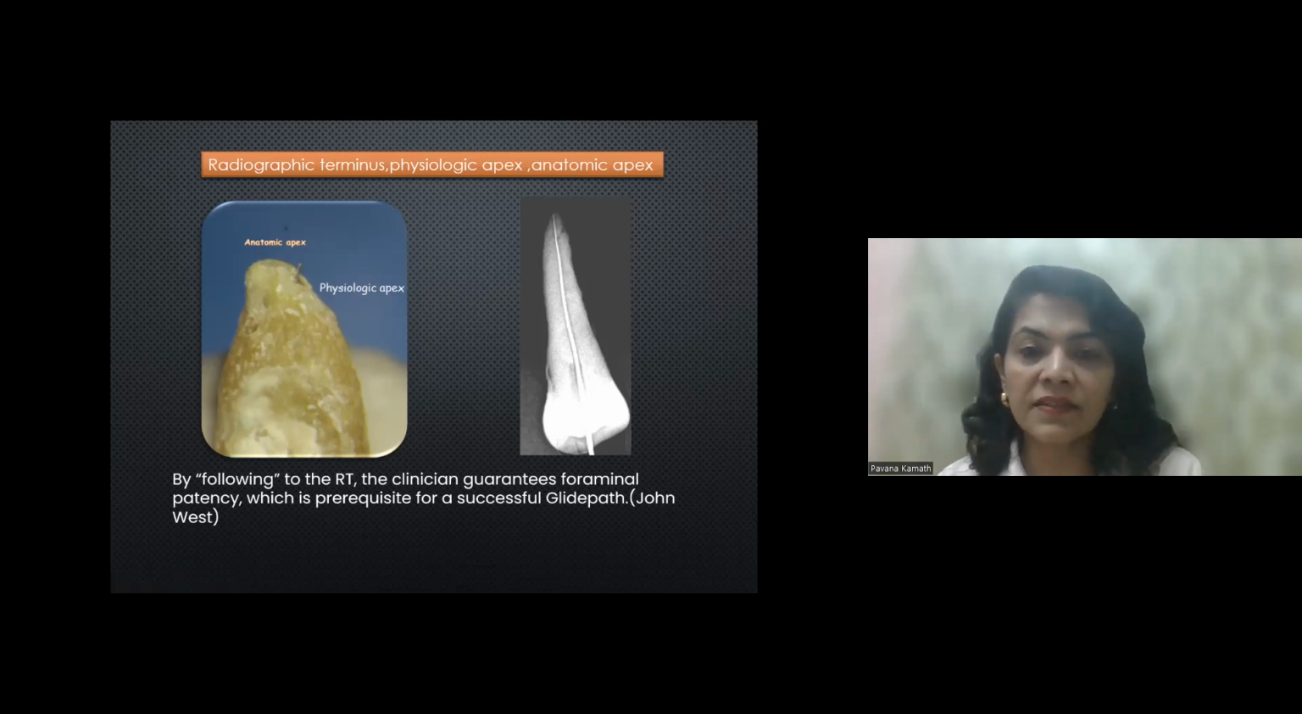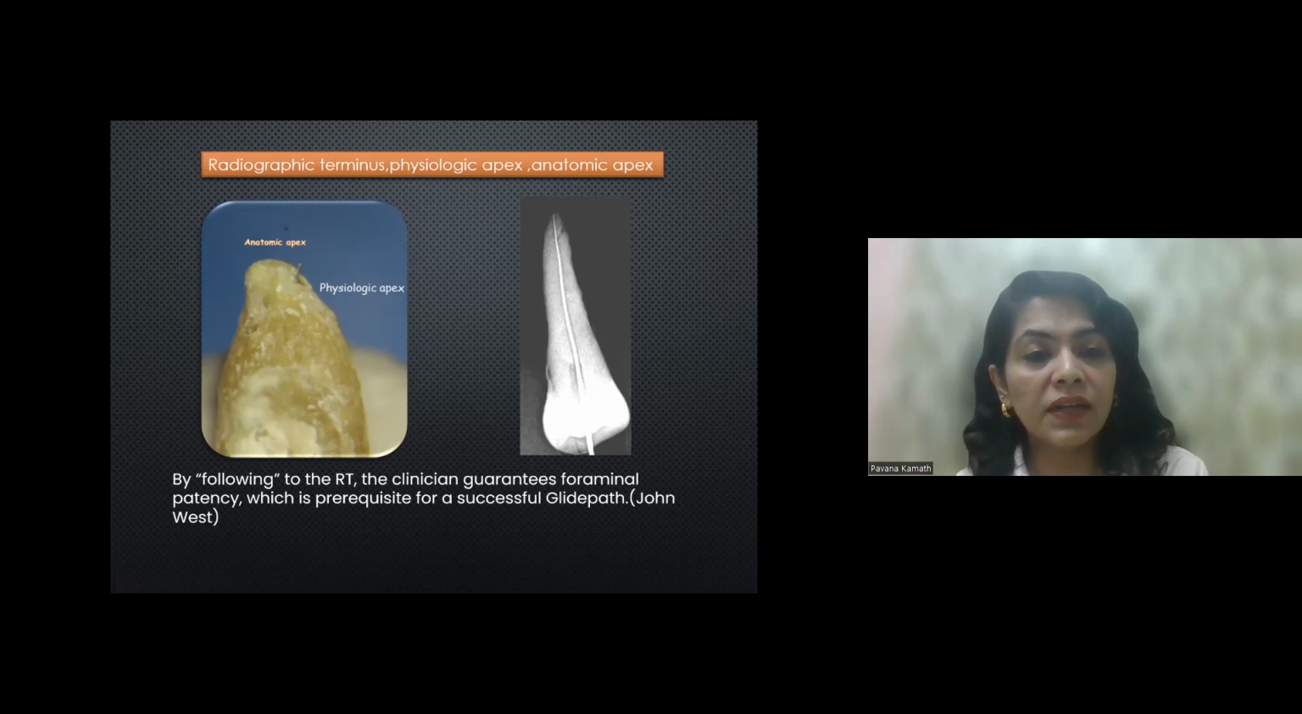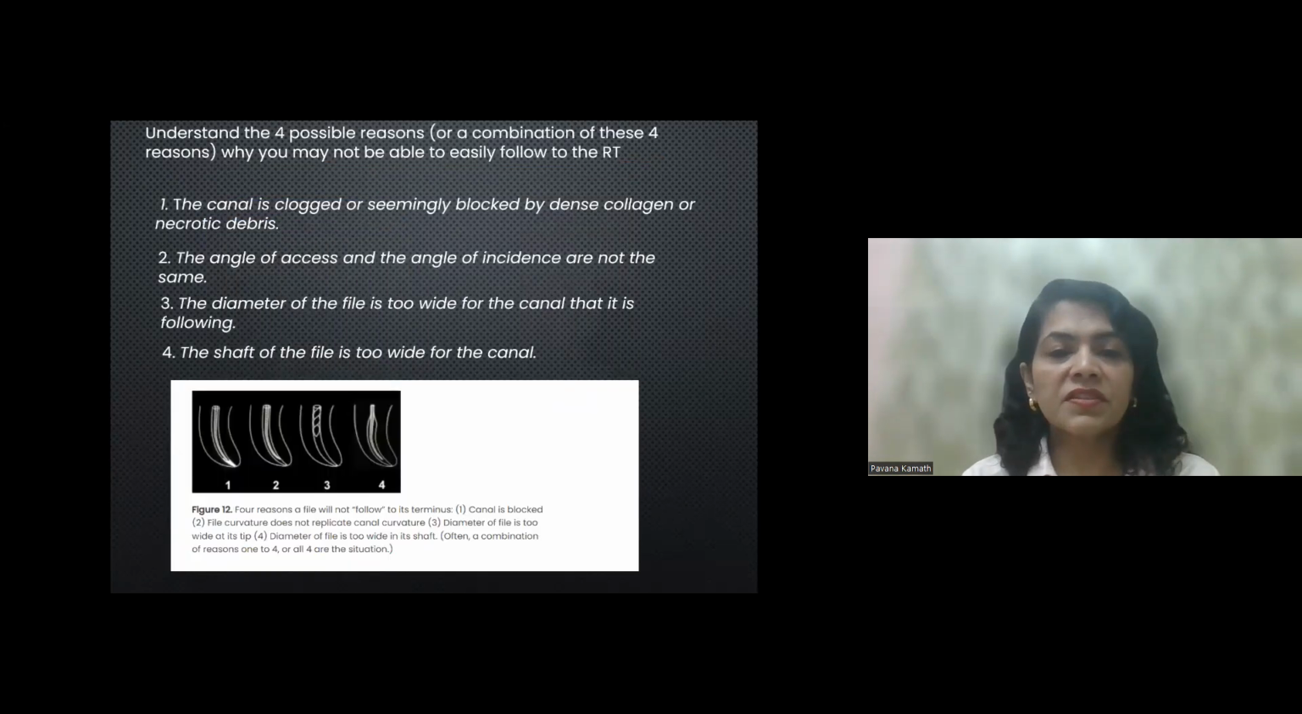And that is the reason once you have established the glide path, it is important to record the working length with an electronic apex locator and then proceed with chemomechanical debridement of the root canal space and obturation. Now, according to Dr. John West, by following to the radiographic terminus, the clinician guarantees foraminal patency, which is a prerequisite for a successful glide path. This is important. It is about the glide path and not working length. We have just discussed this.